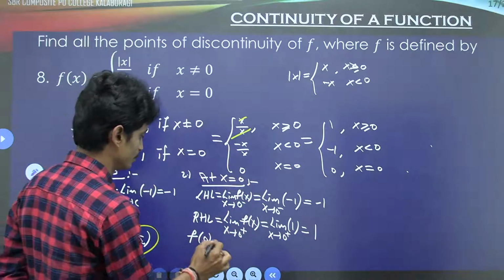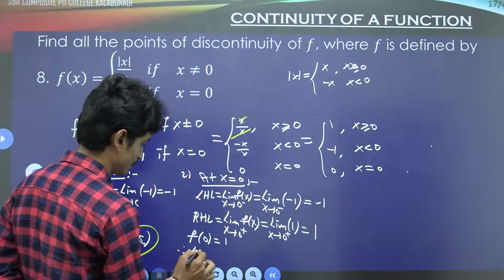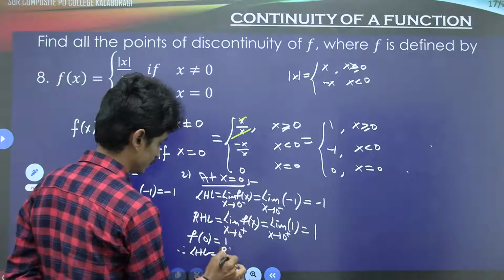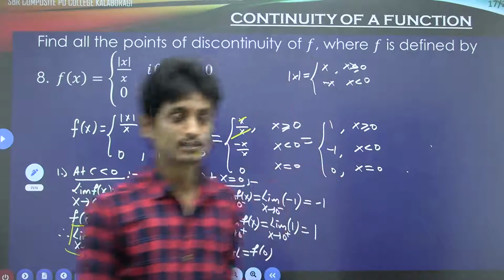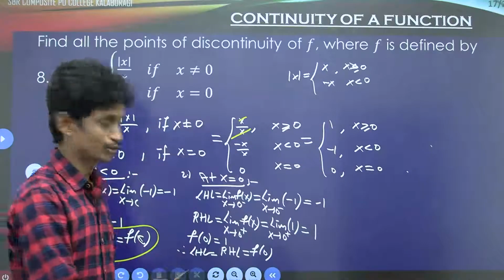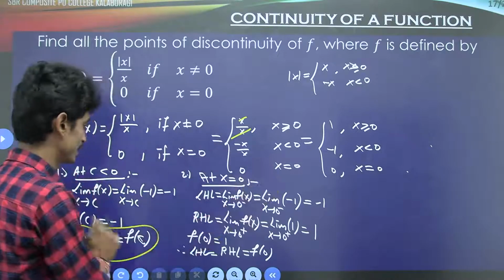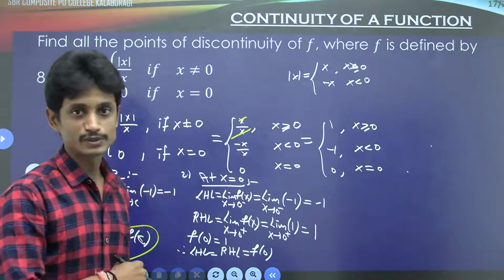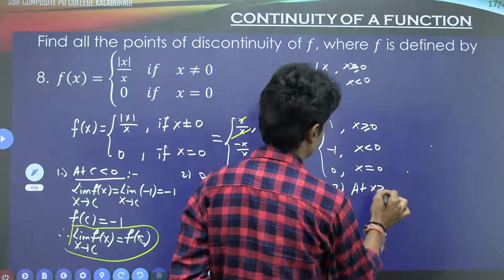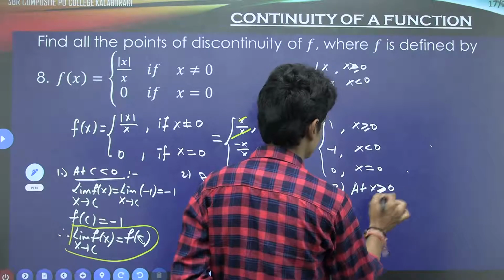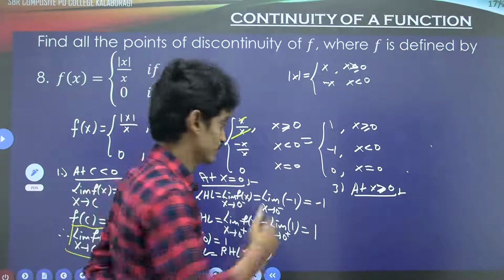Hence f of 0, exactly 0, what can we take? That is also 1. Therefore, left limit is equal to right limit is equal to the value of the function. Here too we can write the conclusion: the function is continuous at x equal to 0. From 0 to minus infinity it is continuous, and exactly at 0 it is continuous. The last case will be x greater than 0. Greater than 0 means 0 to infinity, whether the graph will break or not, that we can check.